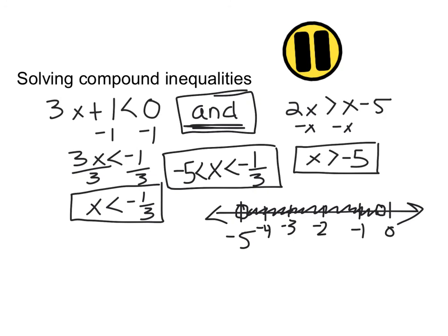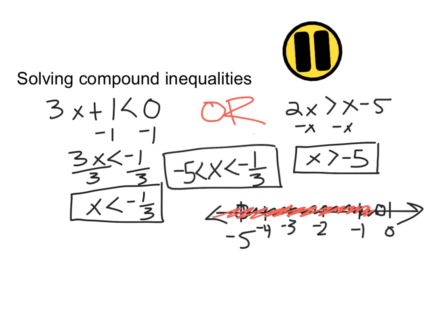Now, if instead I had said "or," then that would mean that either one separately is good enough. So anything lower than here would work, or anything bigger than here would work. You can picture how if it had been an "or," then we would have had to say that the solution was all numbers.